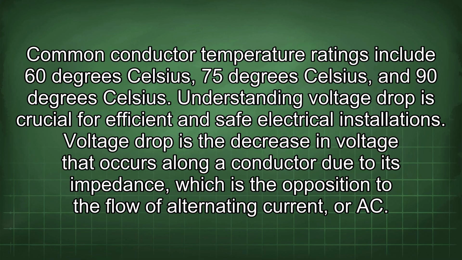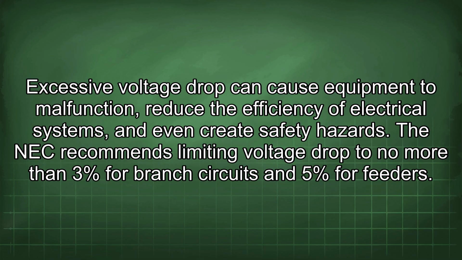Understanding voltage drop is crucial for efficient and safe electrical installations. Voltage drop is the decrease in voltage that occurs along a conductor due to its impedance, which is the opposition to the flow of alternating current, or AC. Excessive voltage drop can cause equipment to malfunction, reduce the efficiency of electrical systems, and even create safety hazards. The NEC recommends limiting voltage drop to no more than 3% for branch circuits and 5% for feeders.